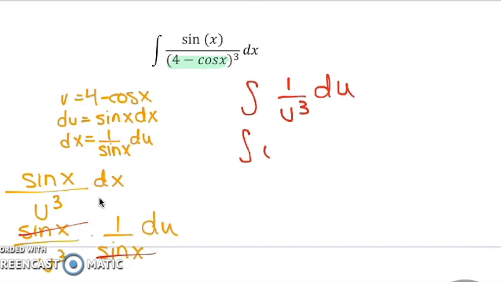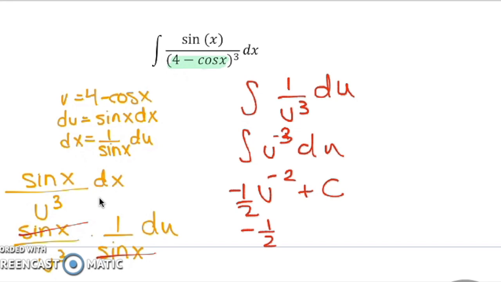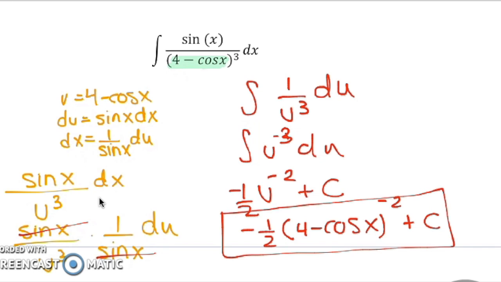That is the integral of u to the negative third du. And we're going to go up 1 power, so u to the negative second, multiply by the reciprocal out front, plus c. So this is negative 1/2 times 4 minus cos x to the negative second plus c. So that makes it a little bit easier, I think.